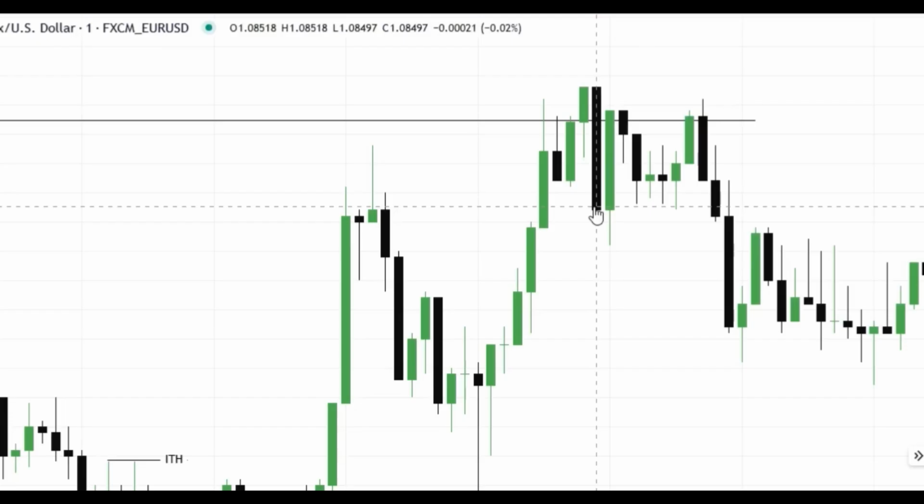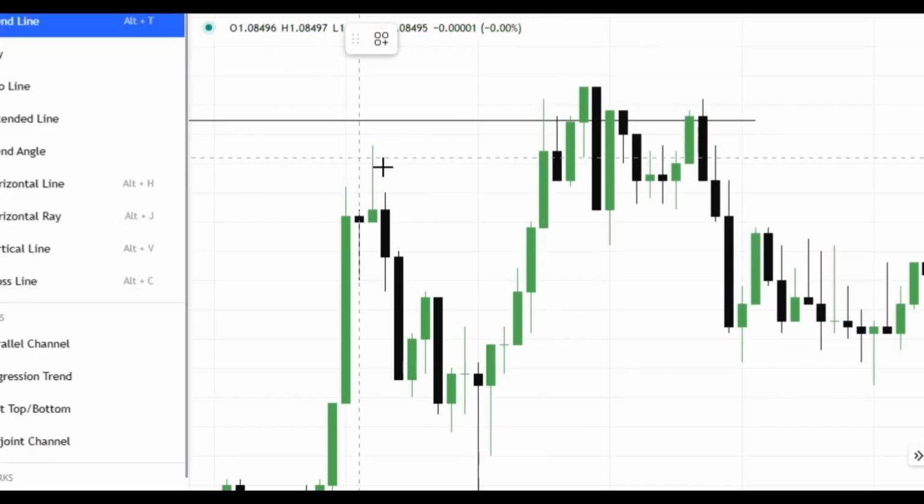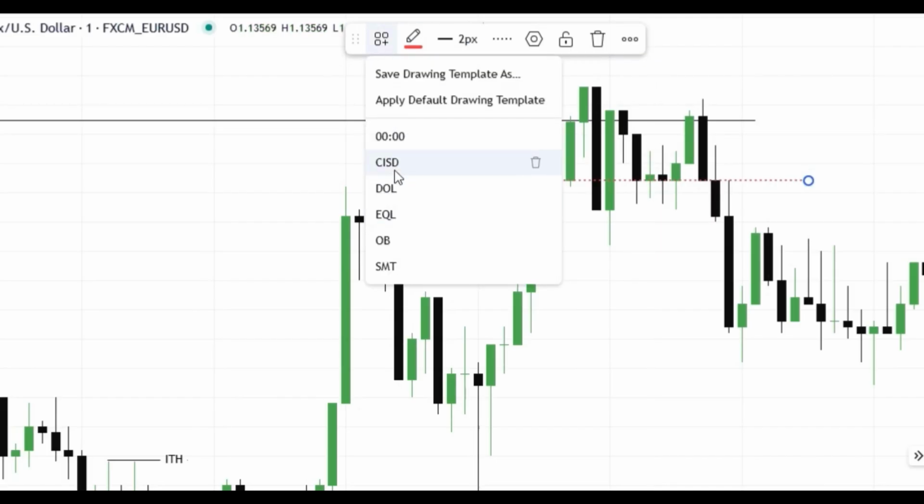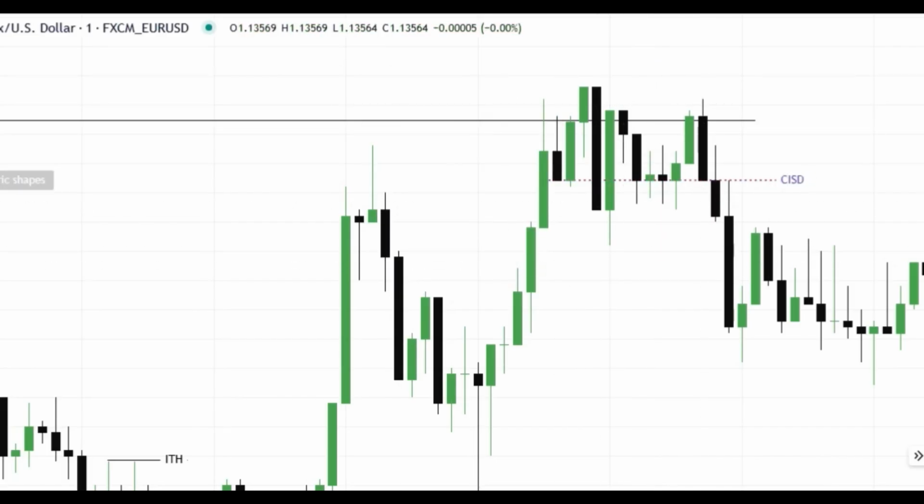Where is the price right now? For example, it comes right here. When it reaches this point, what do you have? 1. A CISD. 2. What else do we have? We have a fair value gap here. What else do you have right under here?